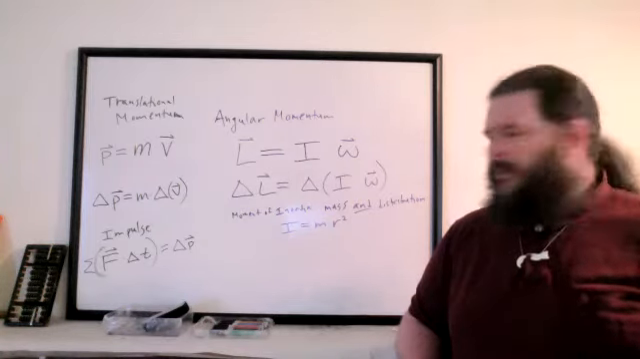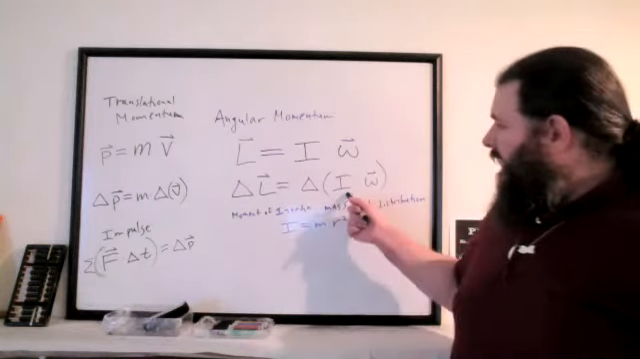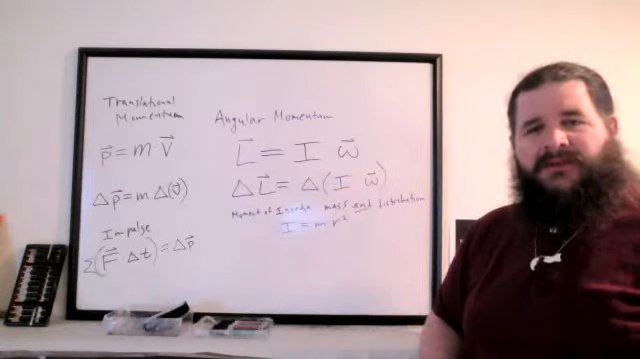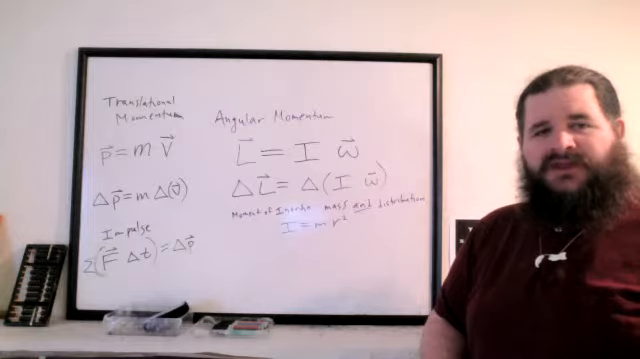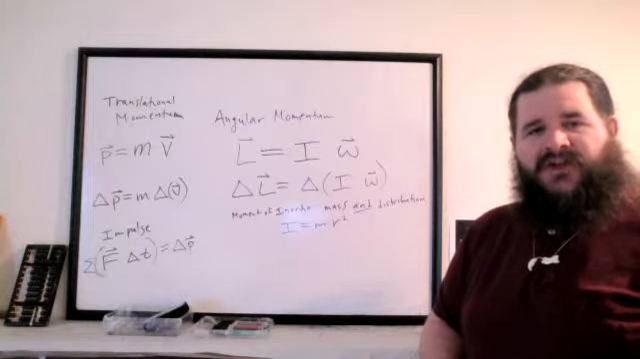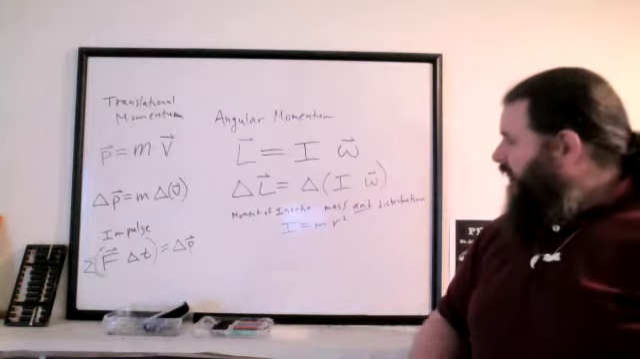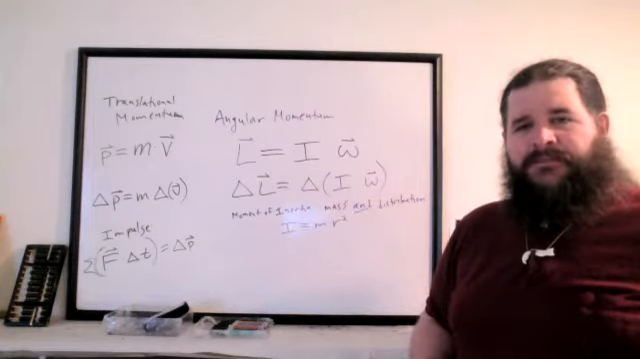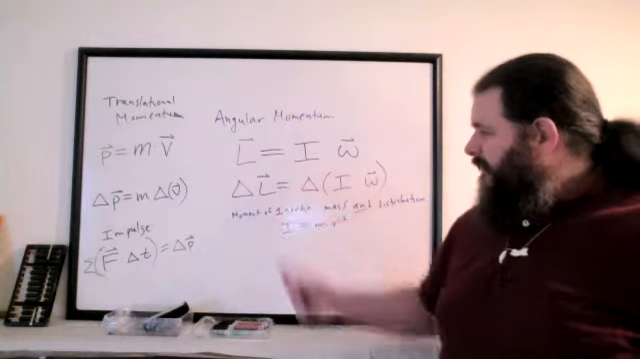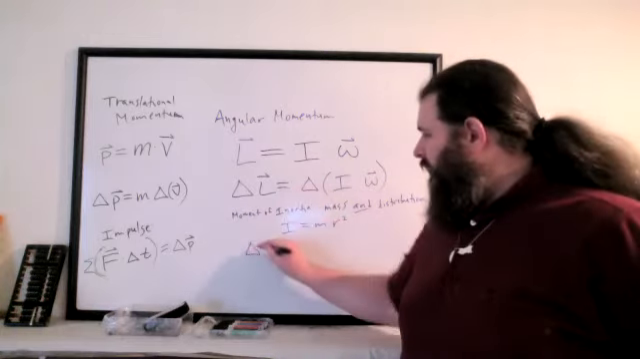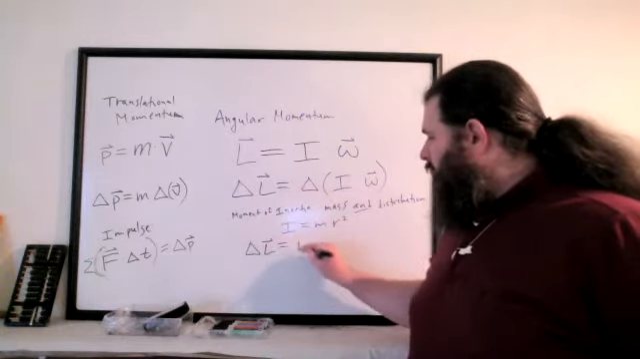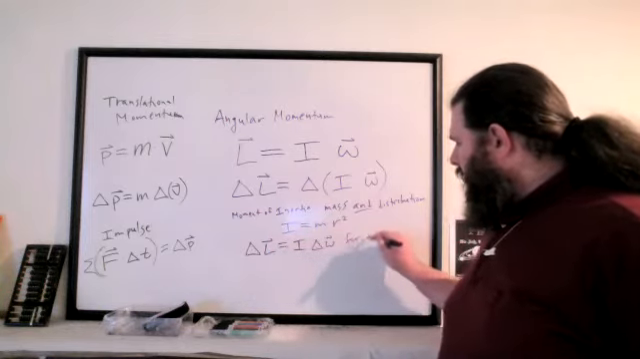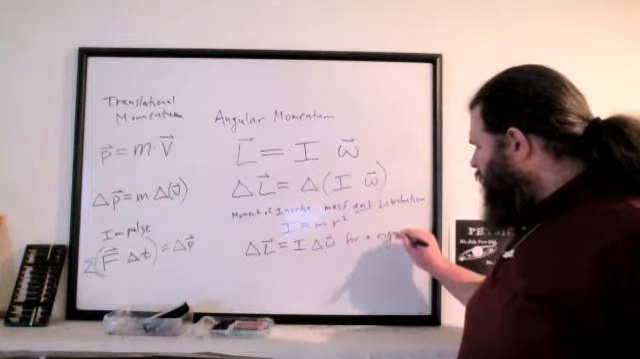So we can't just pull I out of the delta as a constant always, because I isn't always a constant. Sometimes I can be changing as the object rotates if it's changing its shape as it does so. If I is constant, if you've got a rigid object that's not changing its shape at all, then you can pull I out of the delta. So delta L does equal I times delta omega for a rigid object.